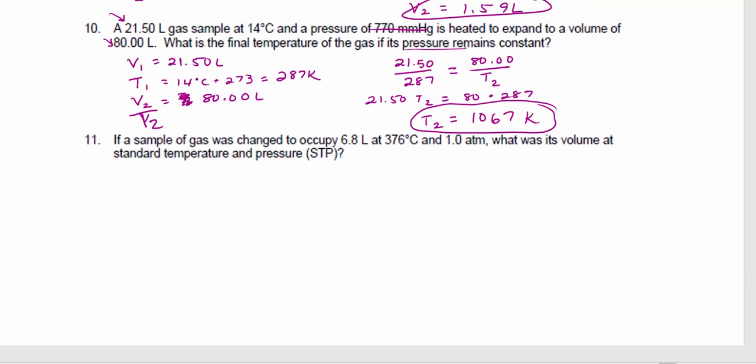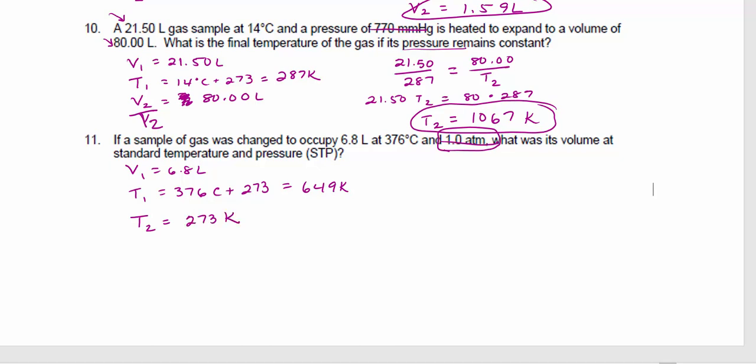And then number 11, if a sample of gas was changed to occupy 6.8 liters, so here we have a volume of 6.8 liters at 376 Celsius, so I need to add 273 to that in order to make it Kelvin. I get 649 Kelvin. And 1 atmosphere, what was its volume at STP? Well, the pressure is the same. That's extra information. We don't need it. But standard temperature is 0 degrees Celsius, which is also 273 Kelvin.